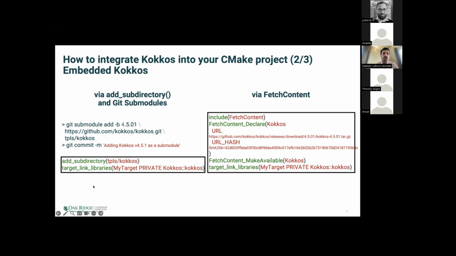And so this is what you do to actually register the source code of Kokkos as part of your project. And then what you do is you use add_subdirectory and you give the path to wherever you installed Kokkos. So here I said tpls/Kokkos, that's what I do. And then basically exactly the same command that I had on the first page, just as simple.